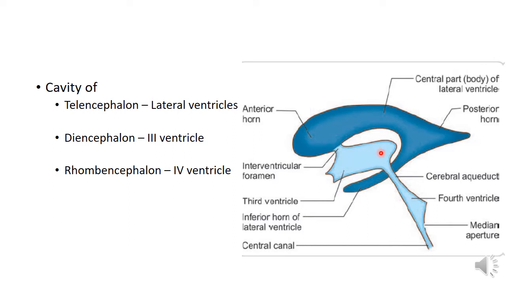Through the interventricular foramen, they get connected towards the third ventricle, and the cerebrospinal fluid flows from the third ventricle to the fourth ventricle through the cerebral aqueduct, or it's also called as the aqueduct of Sylvius. So that's Sylvius, and this is called as the foramen of Monro.